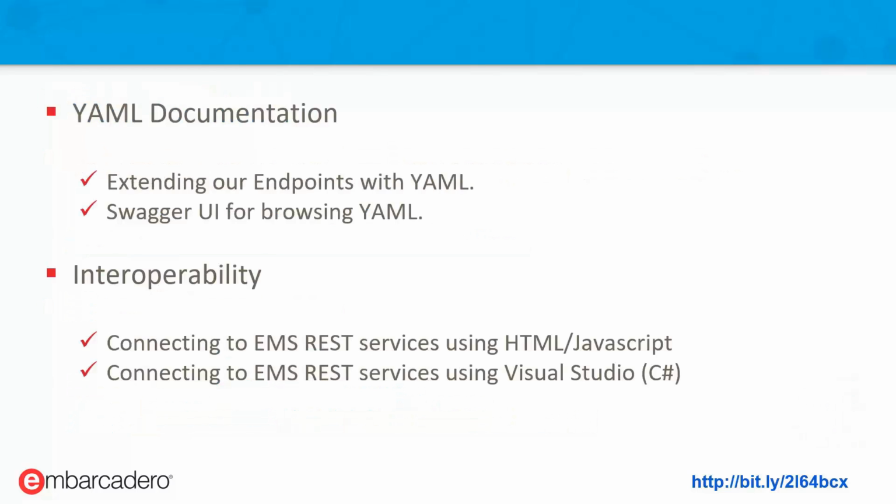So we're going to get started today by opening up a project from yesterday, our endpoint, and we'll see how we can extend that with YAML documentation, and how we can use the Swagger UI to go browse that documentation. We're then going to take a look at some interoperability options, connecting to our EMS services using HTML and JavaScript, and doing the same using Visual Studio and C#.